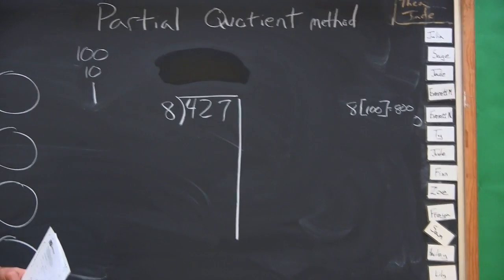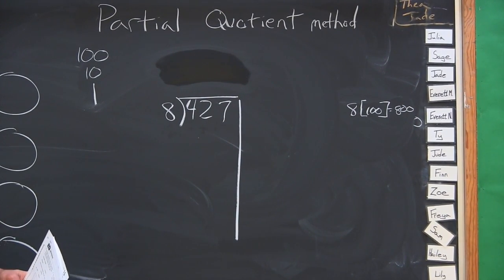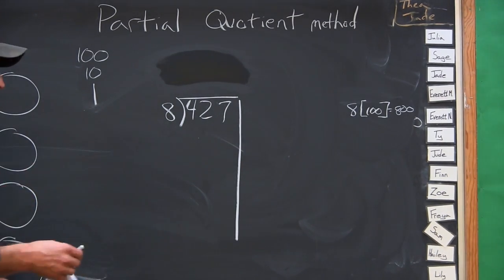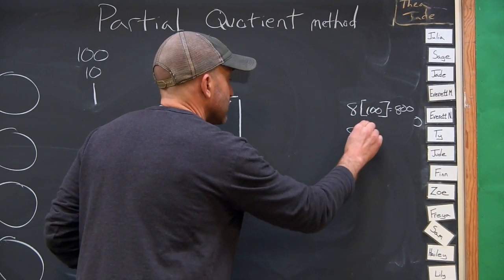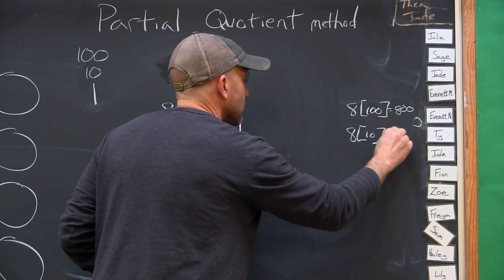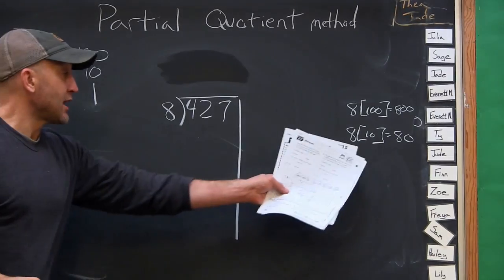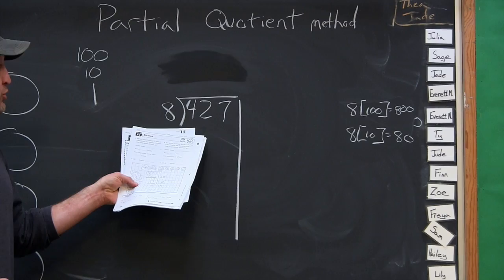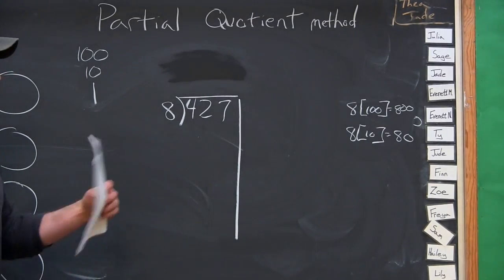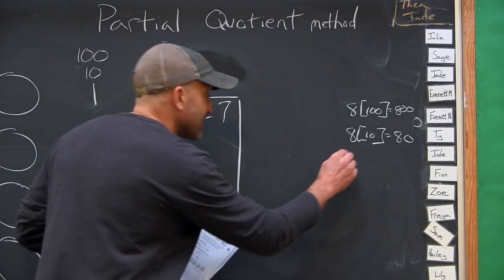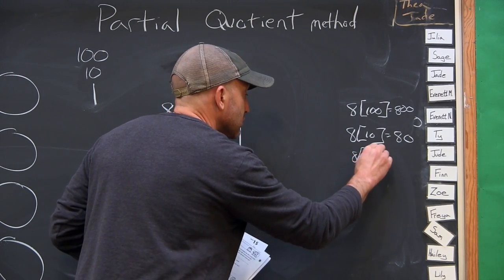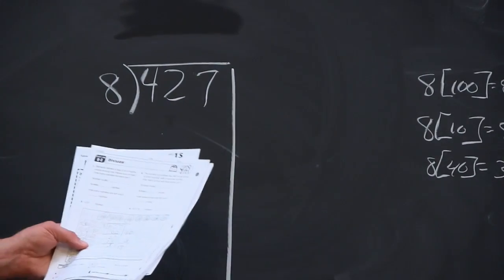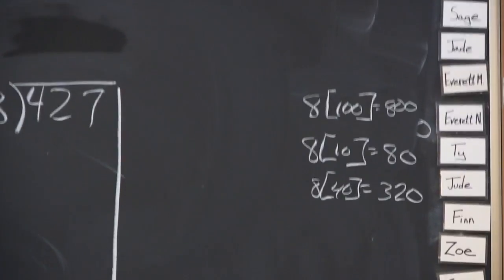Now I'm going to use multiples of 10. How many multiples of 10 go into 427 times 8? So here we go, 8 times 10 is only 80. And I can see that I need a lot more 10s in order to get close to 427. So now I'm just going to jump a little bit. Let's try 8 times 40. 8 times 40 is 320. Now that's closer, but I think I can go a little bit more.